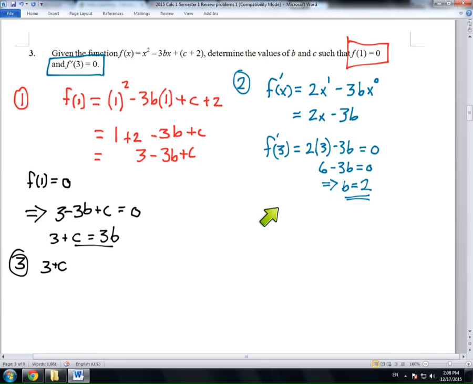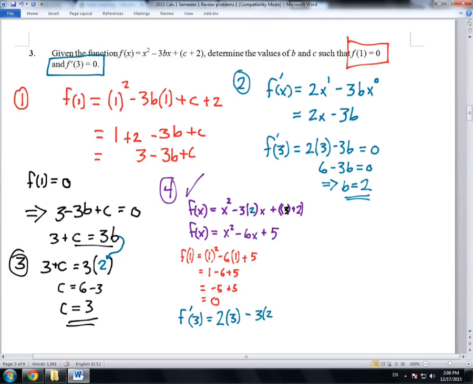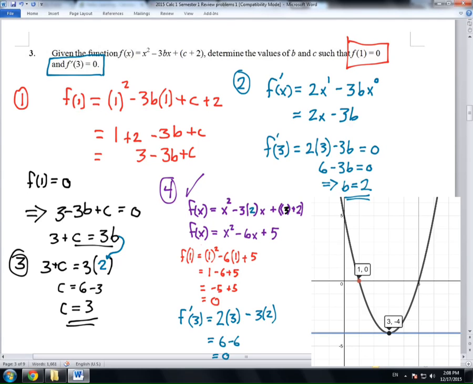Now that b is equal to 2, I can go back to my other equation, substitute 2 in for b, solve for c and get c equals 3. Just to make sure this is correct, I put in the 2 and the 3 where they belong, and I get a quadratic function, x squared minus 6x plus 5, and I verify that f of 1 does equal 0, and that f prime of 3 does in fact equal 0.